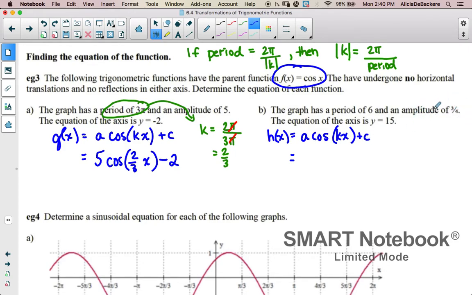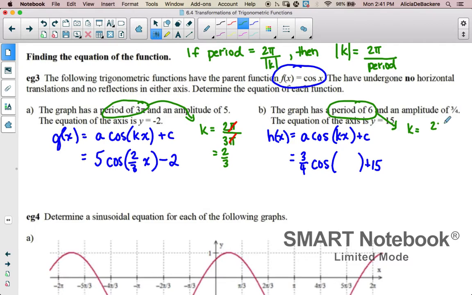So I'm going to start with the a and the c because they're the easiest ones. The amplitude is 3/4, so that tells me the a value is 3/4. If this was a more complicated question, I would have to think about the reflections, but there are no reflections here, so 3/4. And then the k value, I'm going to leave that for a second. The c value comes from the axis. The axis is y equals 15, so the c value is positive 15. All right, so let's go and figure out our k value. The k value comes from the period.